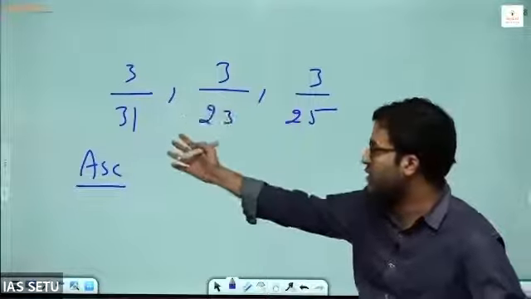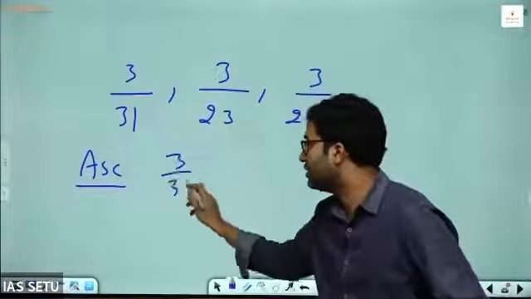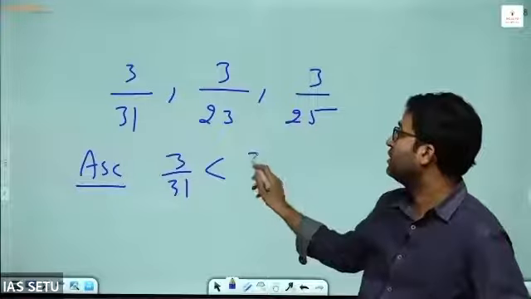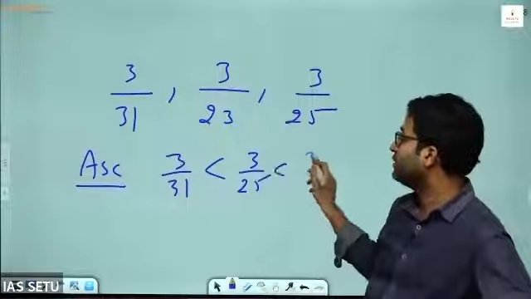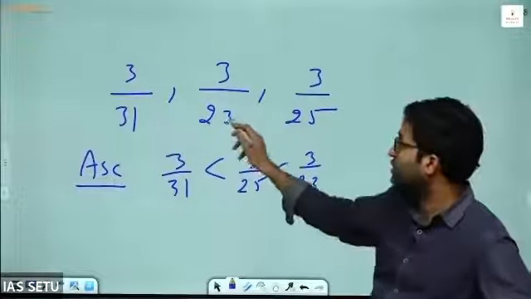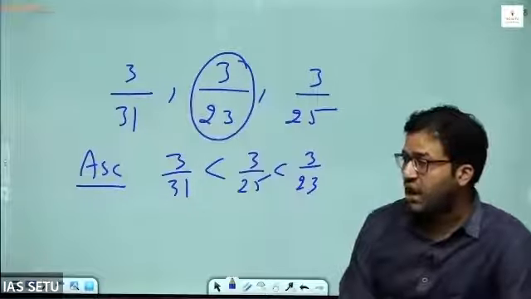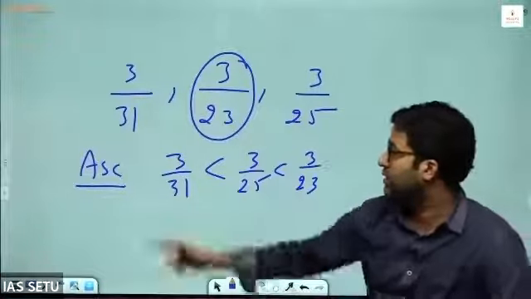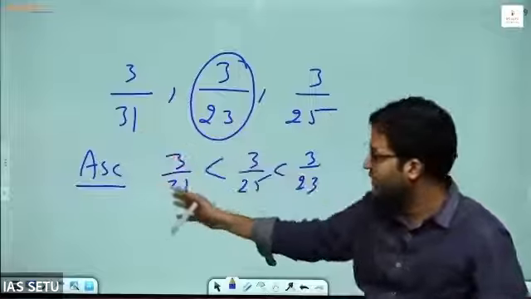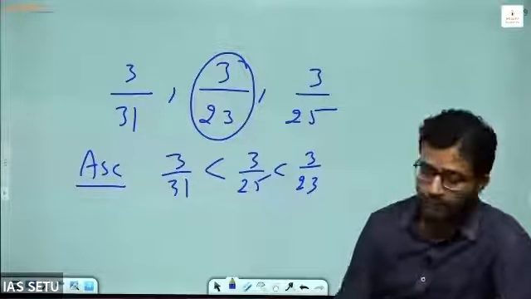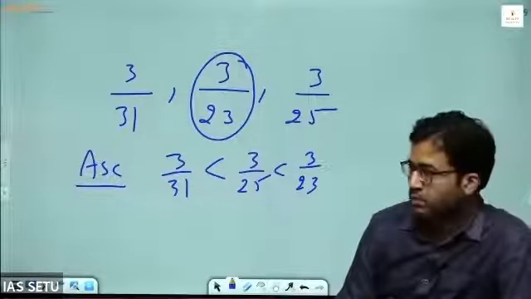Which is the smallest here? 3/31 is smaller than 3/25, which is smaller than 3/23. This is the largest, and this one is the smallest. Ascending is बढ़ते करो. आप तो अभी से मिस्टेक कर रहे हो.